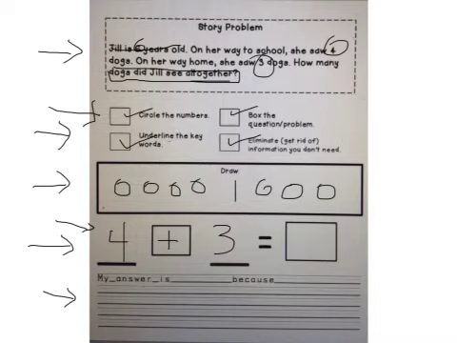I'm going to count the number of dogs. 1, 2, 3, 4, 5, 6, 7. I know that Jill saw 7 dogs on her way to and from school today. My answer is 7 because I added 4 plus 3 and I came up with the answer 7. I added because it asks me how many dogs Jill saw all together.